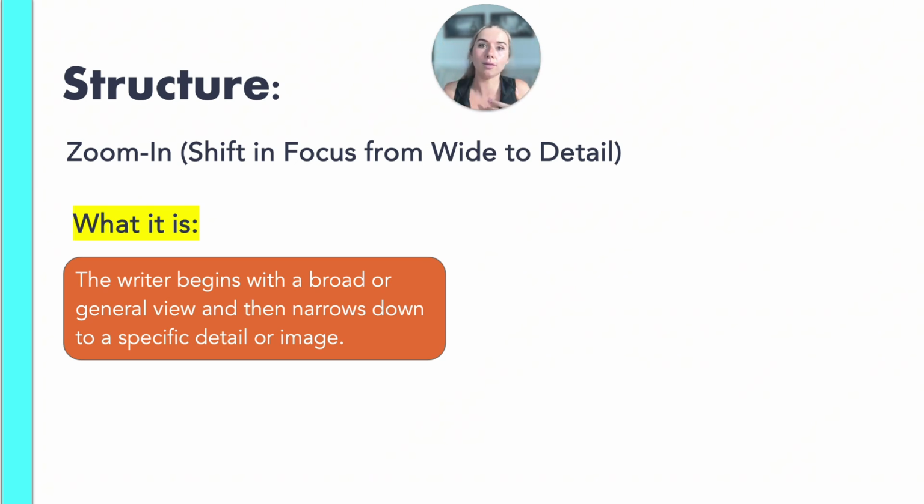Now, this is something you might have done in your own creative writing, where you'll talk about the setting and then zoom in on one thing. And that is actually a structural technique, because it's shifting our focus, it's shifting our attention to different details.